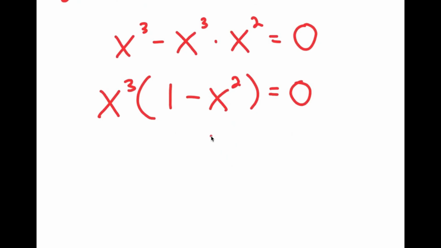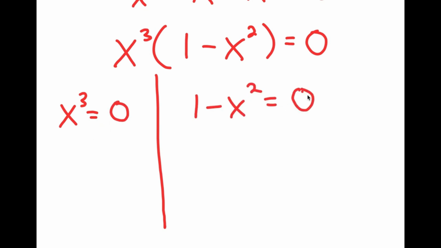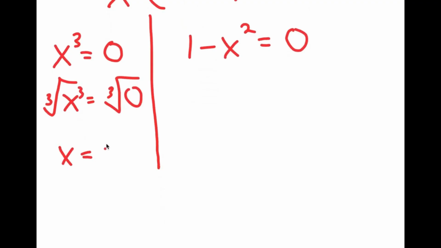Now this gives me two equations. I get x to the power of 3 is equal to 0, and I get 1 minus x squared is equal to 0. So, for x to the power of 3 equals 0, I'm going to take the cube root on both sides. So I get the cube root of x to the power of 3 is equal to the cube root of 0. The cube root of x to the power of 3 is x, and the cube root of 0 is 0. So x equals 0 is one solution.